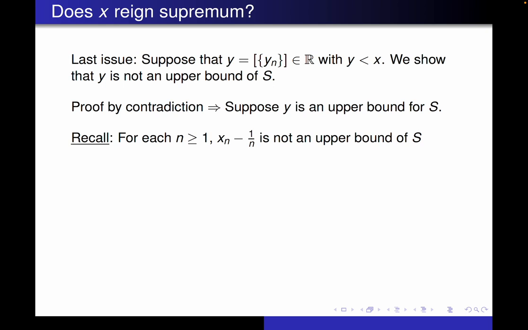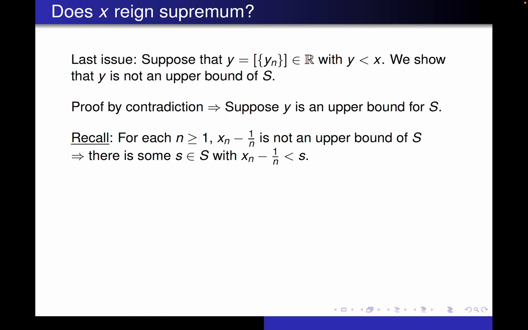And then I want you to recall that from the way we constructed our sequence for x, for all the xn's, xn minus 1 over n is not an upper bound of s. So before we were really focused on the fact that each xn was an upper bound of s. Now we're going to focus on the fact that xn minus a little teeny tiny number is not an upper bound.